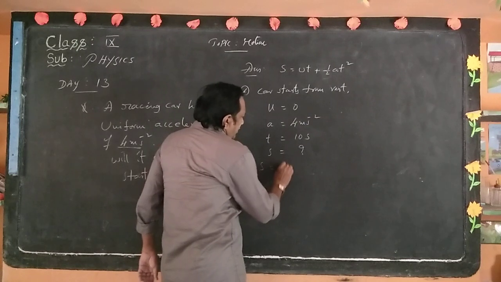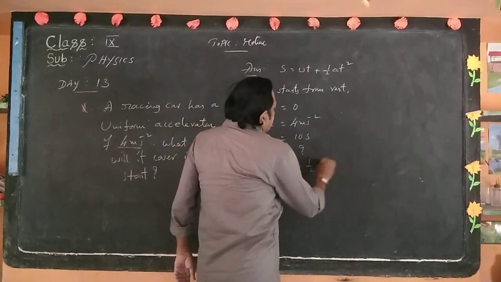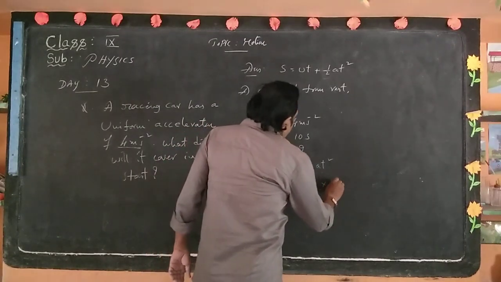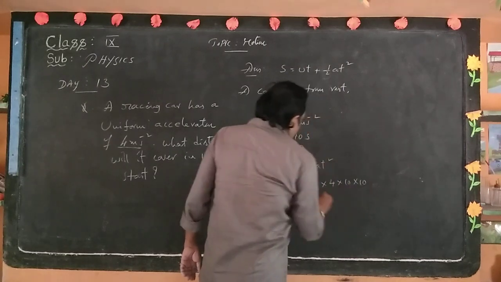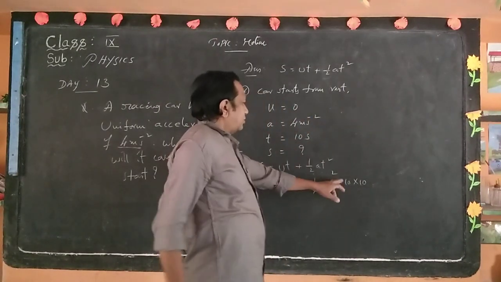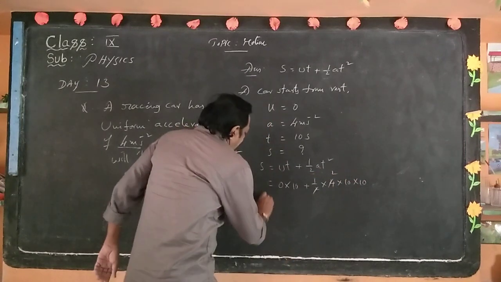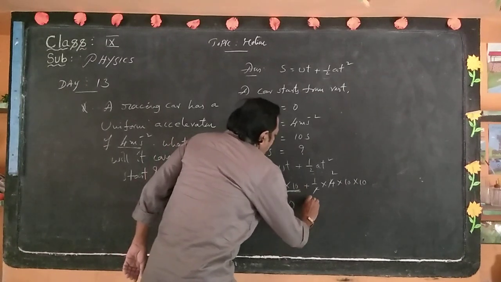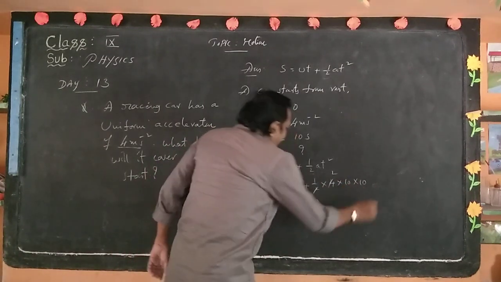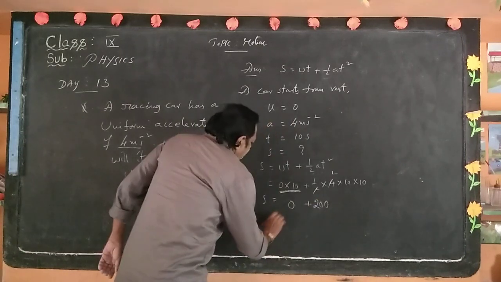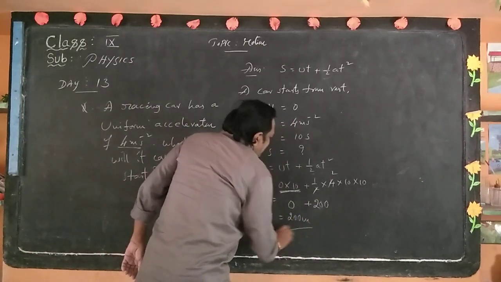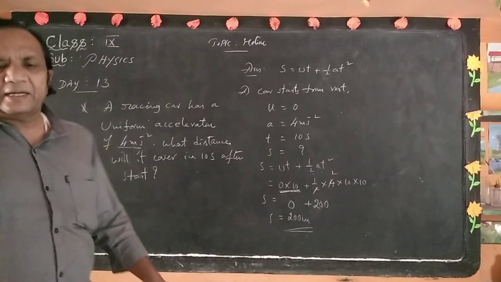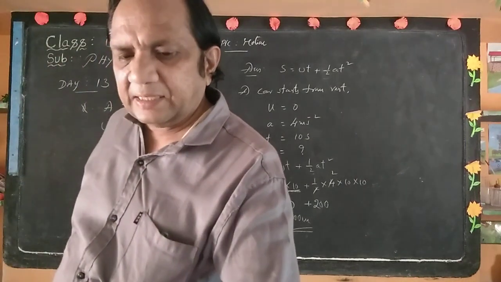Once again recall the formula: s is equal to ut plus half at square. That is 0 into 10 plus half into 4 into 10 into 10. Half of 4 is 2, and 10 into 10 is 100, so 200 meters. 10 into 0 is 0, 0 plus 20 into 10, 200. So s is equal to 200 meters. After 10 seconds, the racing car will be at a 200 meter distance. Okay, so applications are important here.